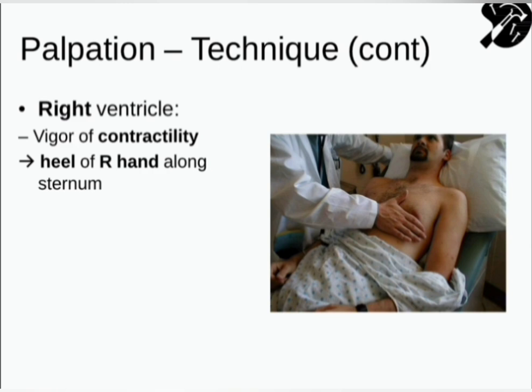For the right ventricle, the vigor of contractility is felt with the heel of the right hand across the left of the sternum. As the right ventricle is an anterior structure, you can put the heel of your right hand on it and feel for the RV heave.